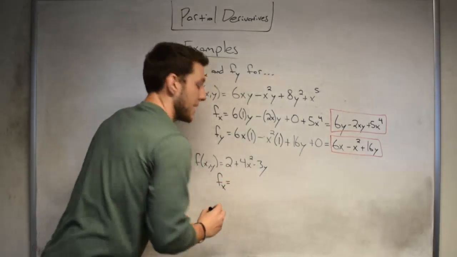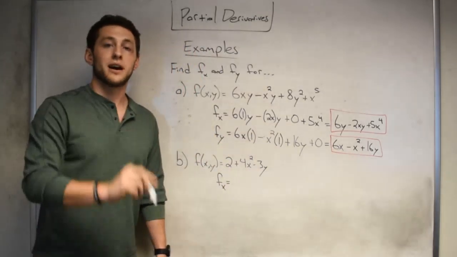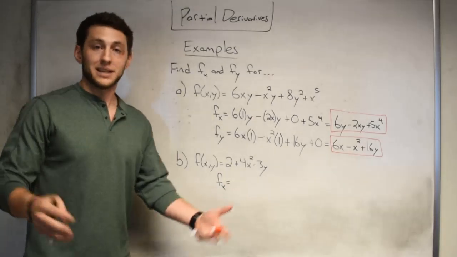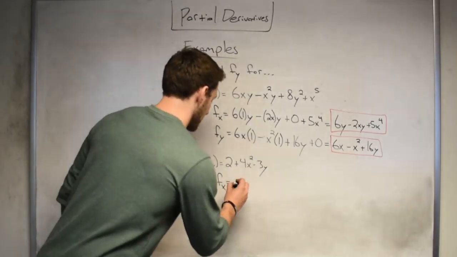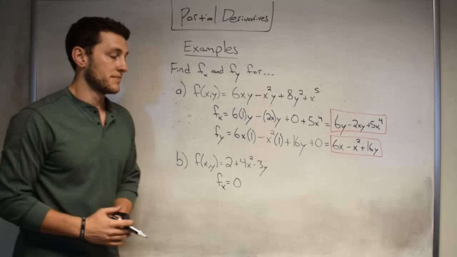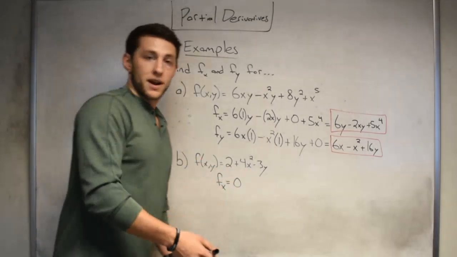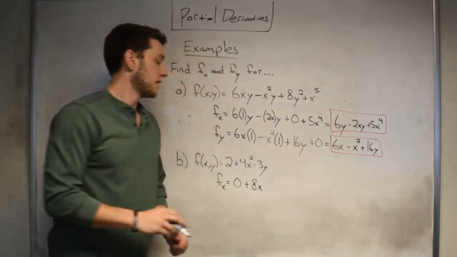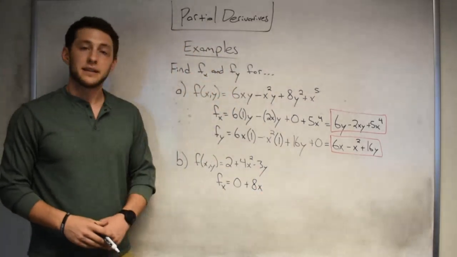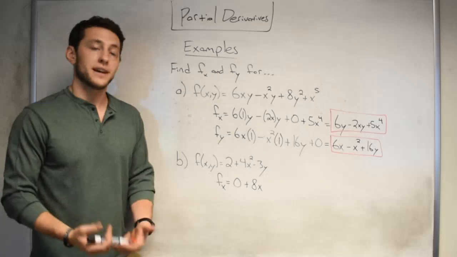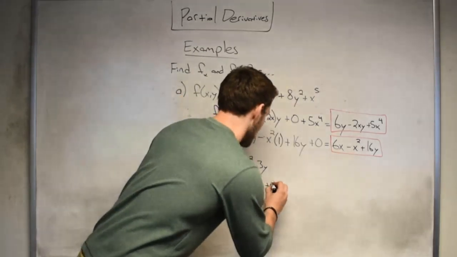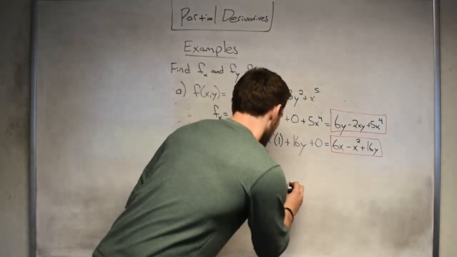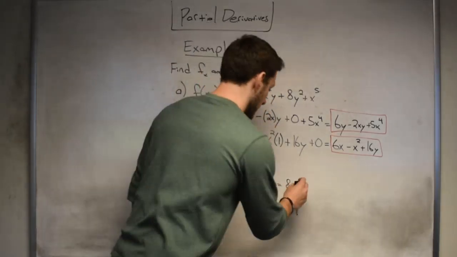When we find f sub x, remember we're treating y like a constant and we're deriving the x variables. 2 really is just a constant, so that one just becomes 0 for f sub x. 4x squared we derive regularly, giving us 8x. And then last but not least, the negative 3y does not have an x attached to it, so that goes away and becomes 0. It's no better than a constant, giving me 8x as an answer.